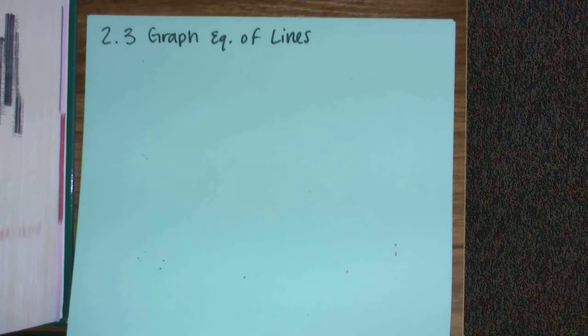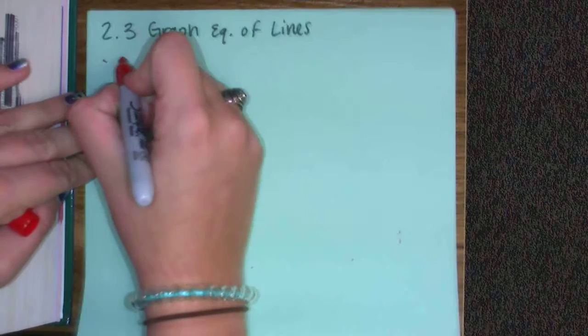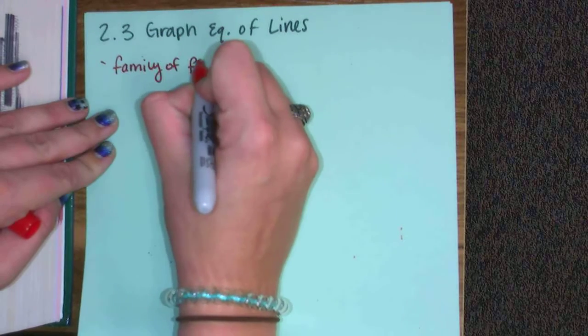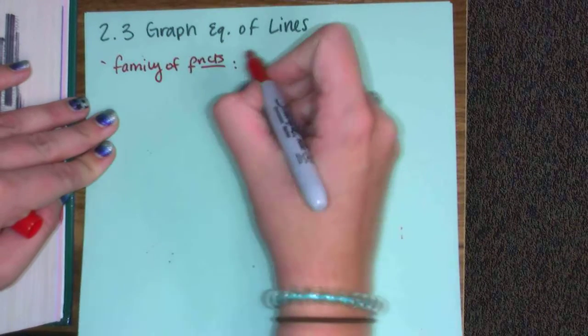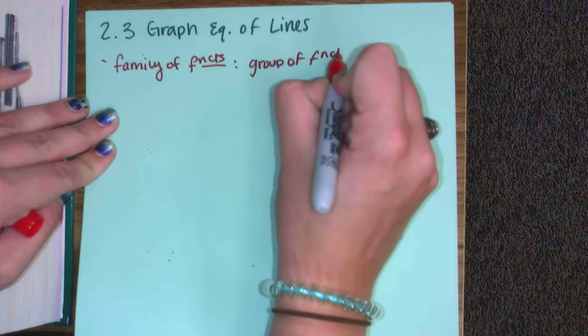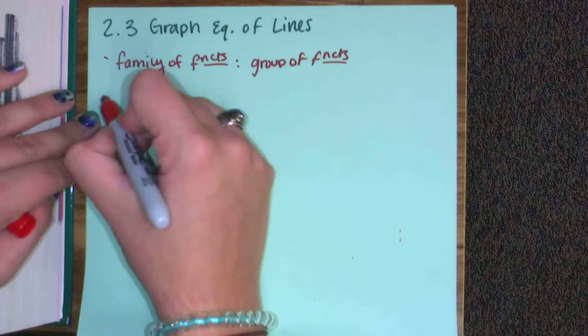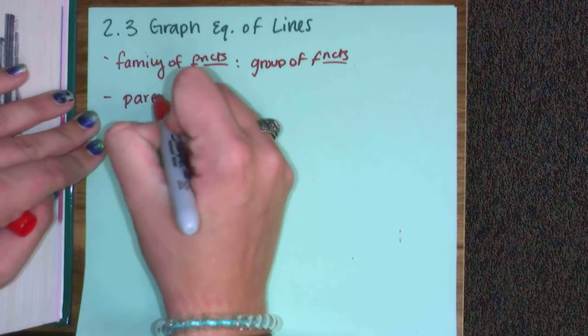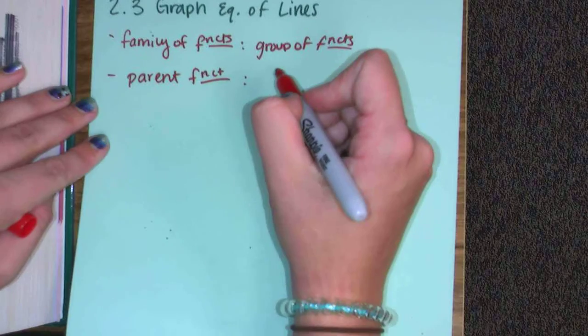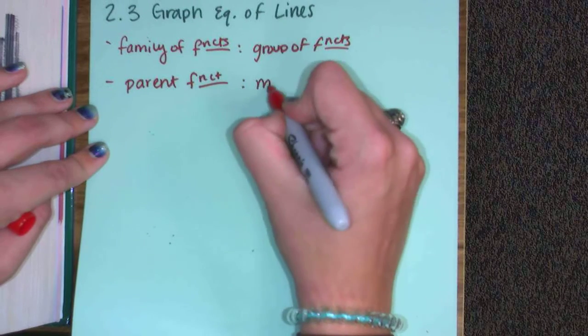Just a couple of quick definitions here. A family of functions is a group of functions. A parent function is the most basic function.